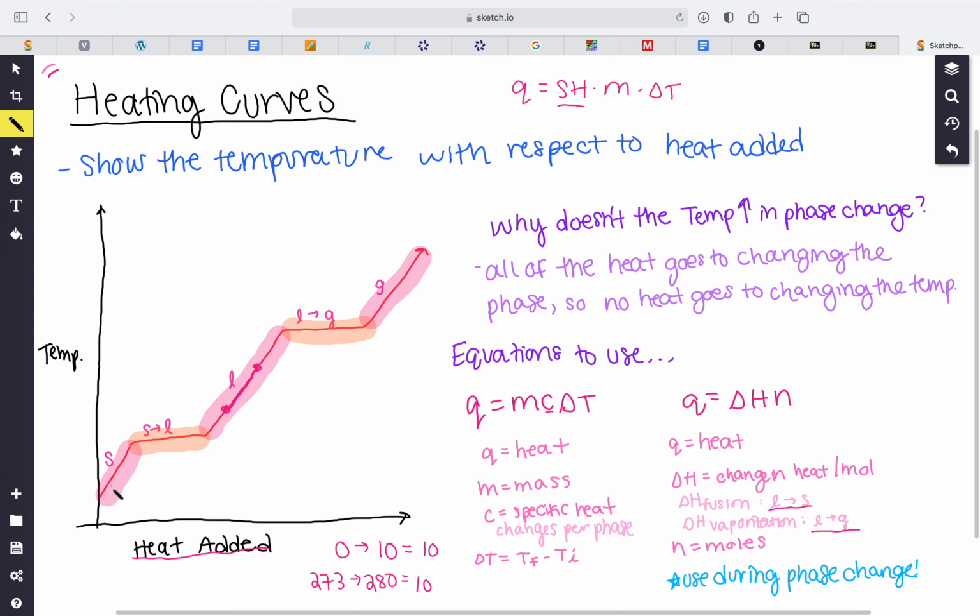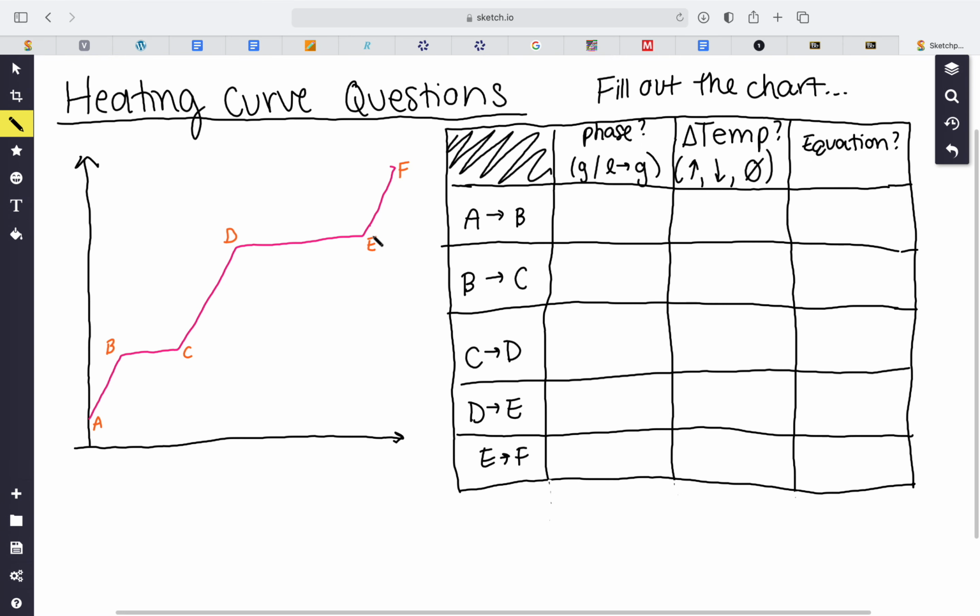So the parts that have increasing slopes use Q equals mcΔT. Then the next one, Q is equal to ΔHn, and then we go back to mcΔT, ΔHn, mcΔT. That's just something you should keep in mind. So let's work on a practice problem.